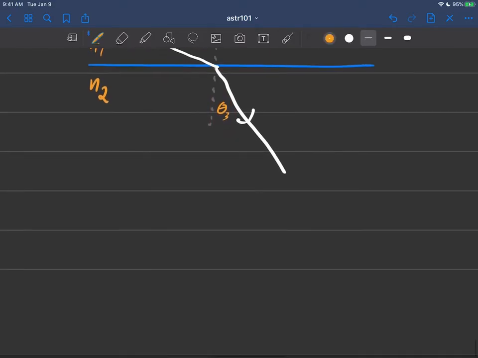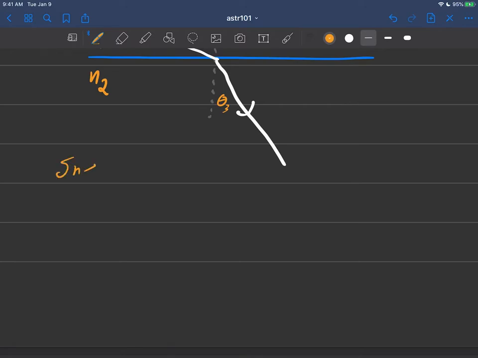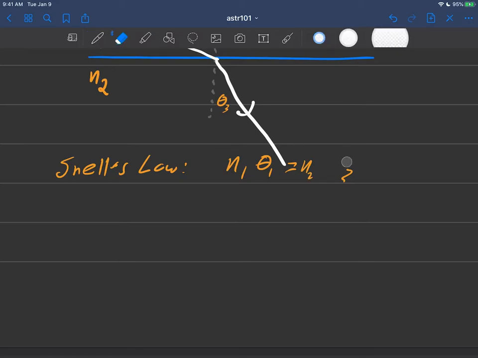And so we have a law going here, which is a true law. It's called Snell's Law. Snell's Law basically says that N1 times theta 1 is equal to N2 times theta 3, something like that. And you could sit here and do a bunch of calculations based on hypothesized ingoing angles and indices of refraction and things like that.